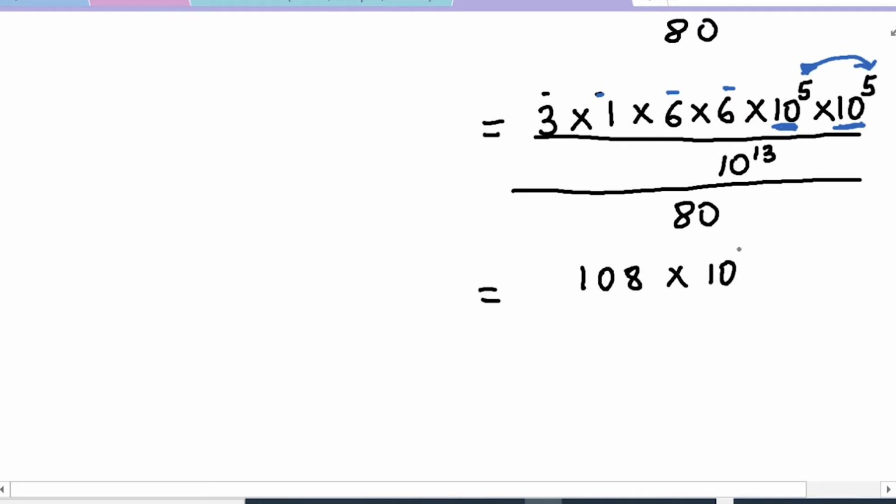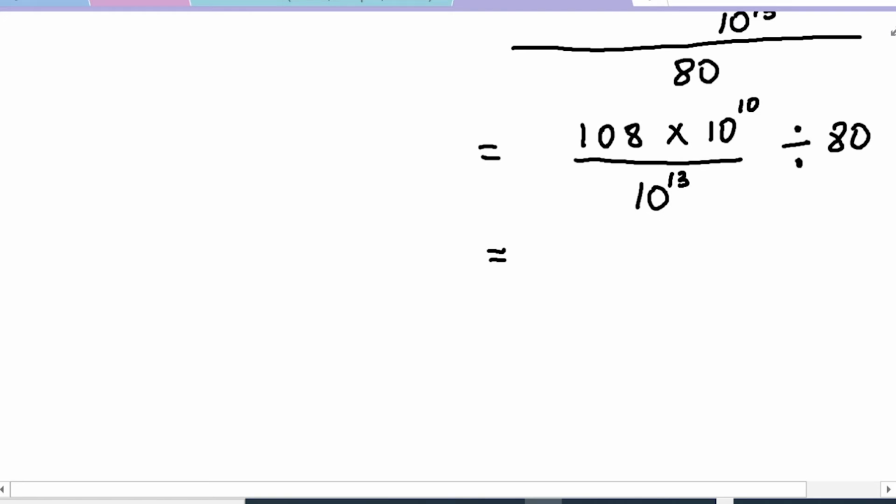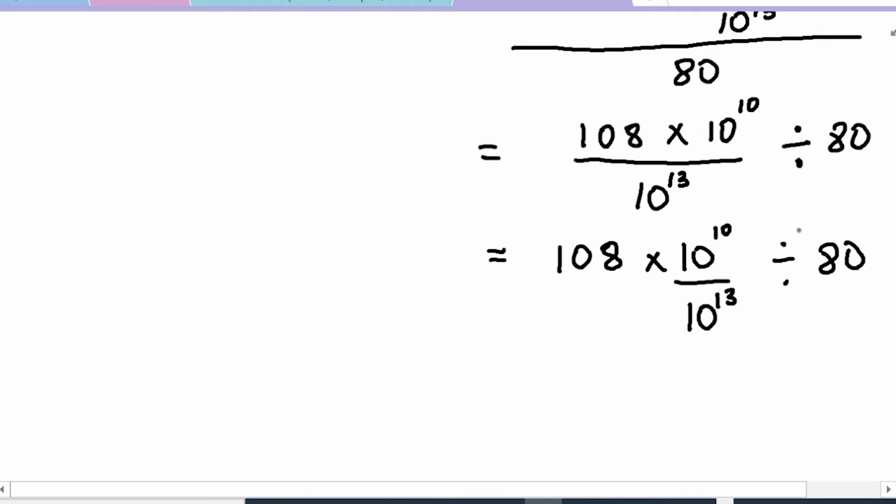When you add the powers, it becomes 10. This is divided by 10 to the power 13. And then let's say this is divided by 80. So we continue. This is also going to be 108. It's like saying 108 times 10 to the power 10 over 10 to the power 13. Divide that by 80. Now, again, the laws of indices, we have 10, the same base.